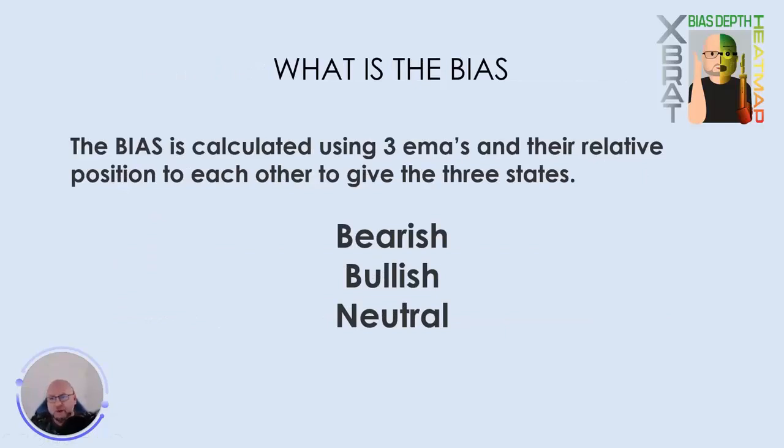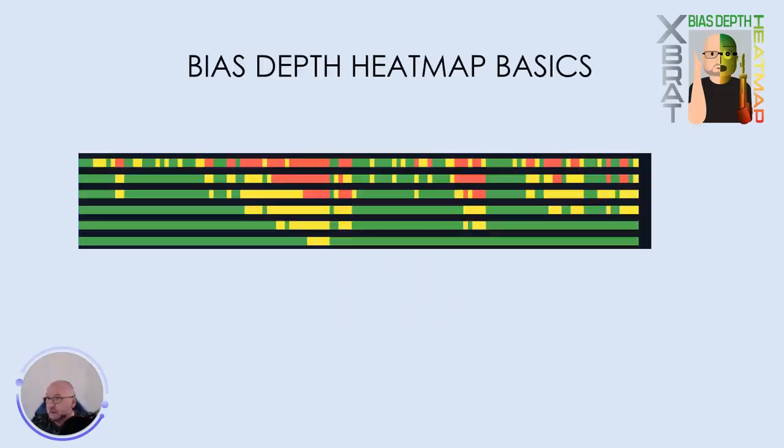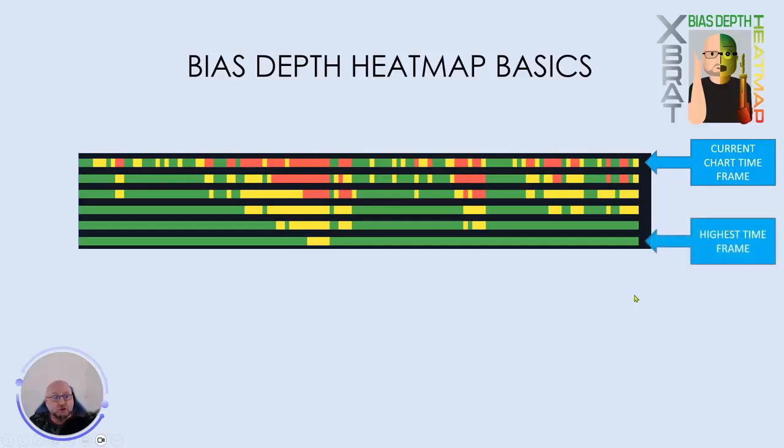So what is the bias? So the bias is calculated using 3 EMAs and their relative position to each other to give the 3 states, bearish, bullish, or neutral. And it looks on every individual time frame to see what that is. So this is the BIAS Depth Heatmap as a subchart, but it's skewed out so you can see all levels. The current chart time frame that you're on is at the top. And then as you go down the BIAS Depth Heatmap, you get the depth of those higher time frames.